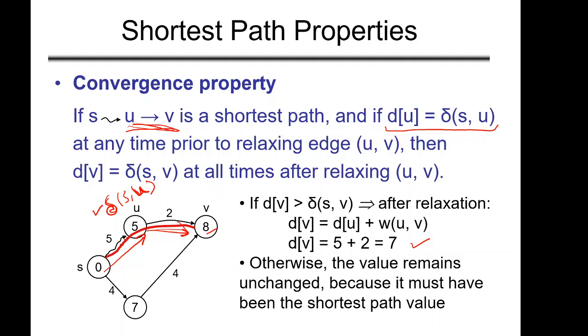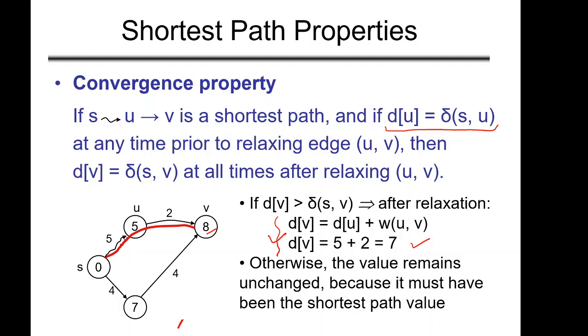Okay, so if you remember, anytime D of V is greater than or equal to the shortest weight, from the upper bound property we have seen this. So what we are saying is that even after relaxing this edge UV, we become equal. If D of V is greater, then we will relax it and we will have this weight. Otherwise we will make no change because then it is the shortest path. Okay, good, because we already know that this is the shortest path. Okay, so this is the convergence property.